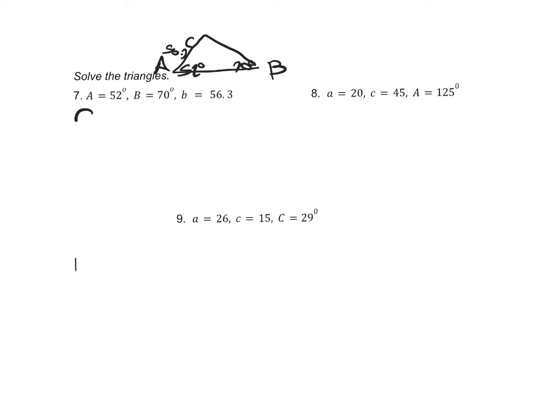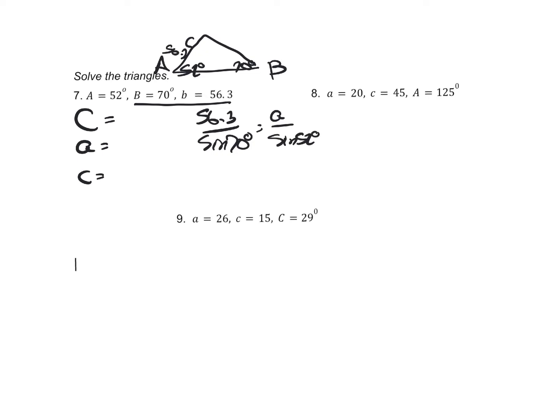Okay, so what I need to find out is little c, big C, angle C, side A, and side C. All right, I'm lucky I have these. They gave me those opposites right there. So I'm going to say 56.3 over sine 70, those are my B's, equals little a over sine 52. And I'm going to solve that proportion. I'm going to cross multiply these two. On my calculator right now, I'm going 56.3 times sine 52, and then dividing that answer by sine of 70. And I'm getting 47.2 for little a.